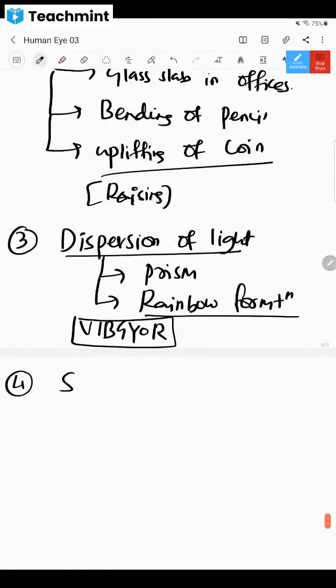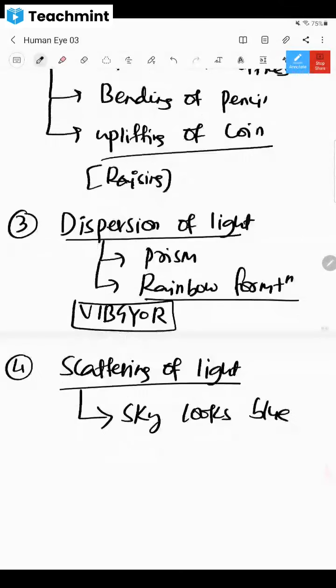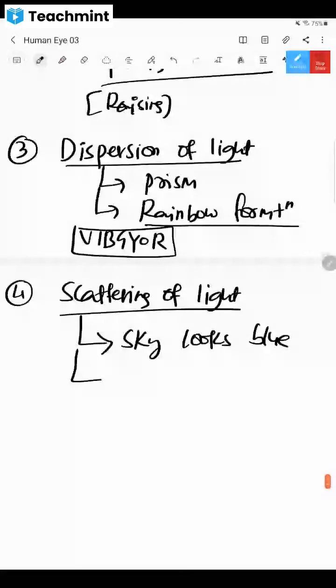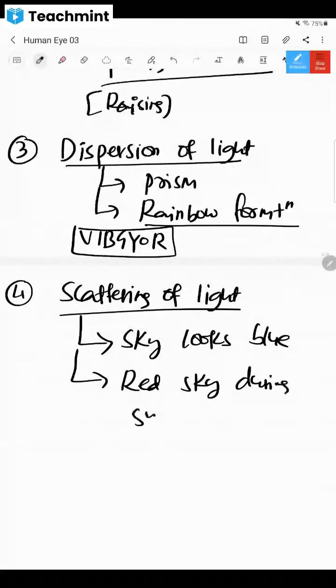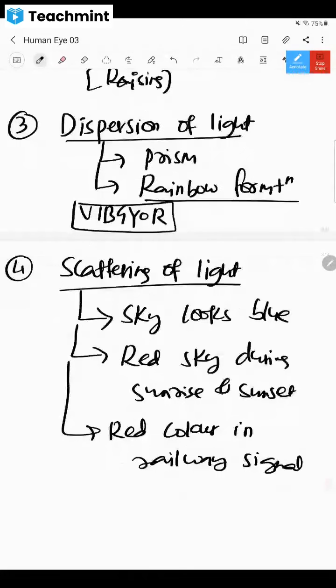Then after that, we have seen scattering of light. See, you have to look at these things. Scattering of light means why the sky looks blue. Why does it look blue? Okay, I have given you that reason properly. Then after that, the red sky during sunrise and sunset. Why is red color used in railway signals? Why is it used?